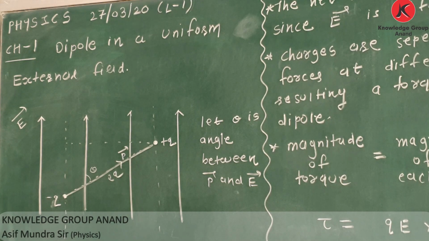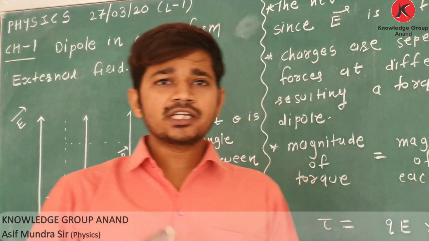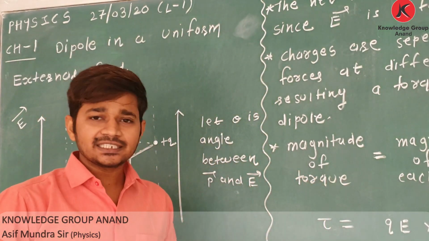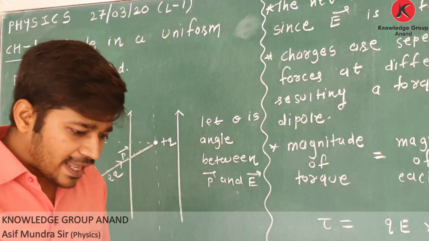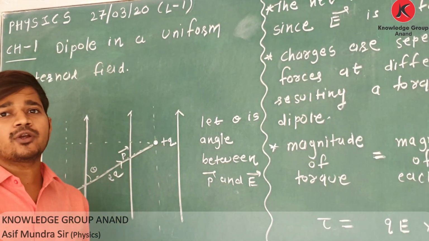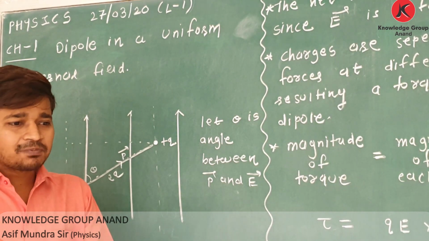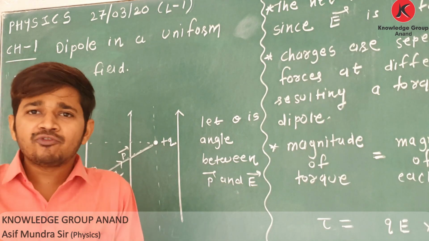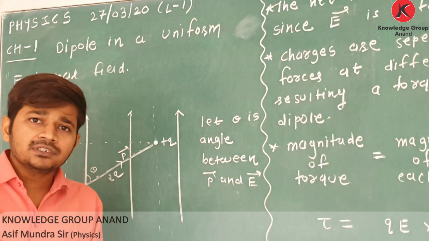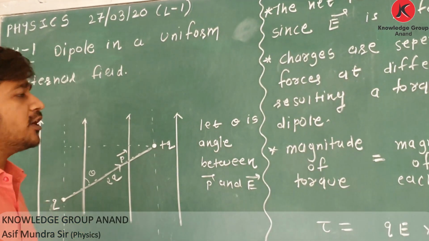In the last lecture, we discussed the electric dipole. What is an electric dipole? Electric field due to an electric dipole, in two cases: first on the axis of the electric dipole, and second on the equator of the electric dipole. Now in this lecture, we will study the behavior of an electric dipole. Behavior means when the dipole is placed in a uniform electric field, and when the dipole is placed in a non-uniform electric field, what happens to the electric dipole? We will study this in this lecture.